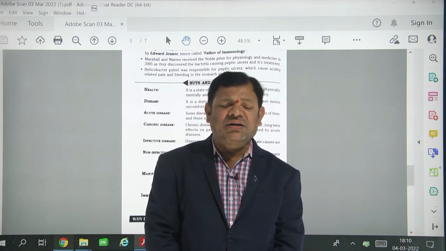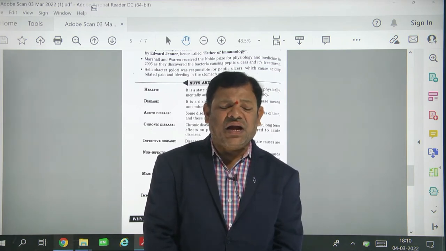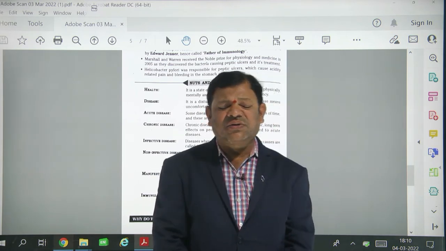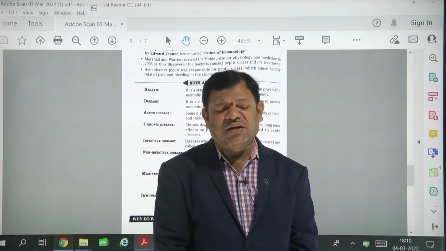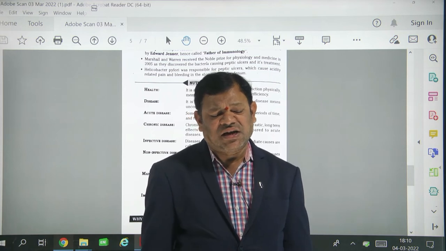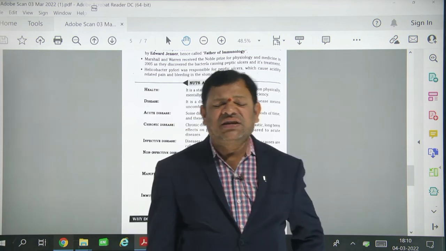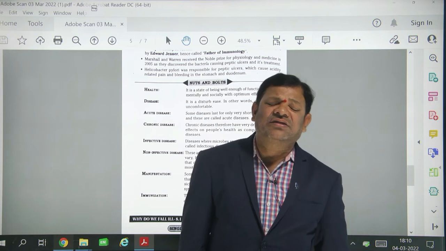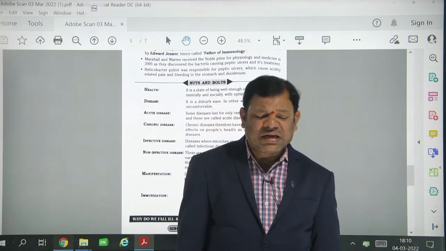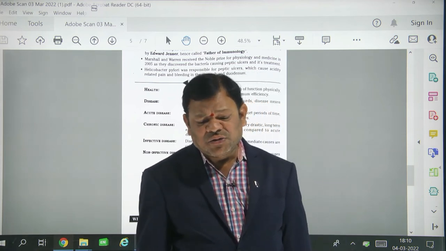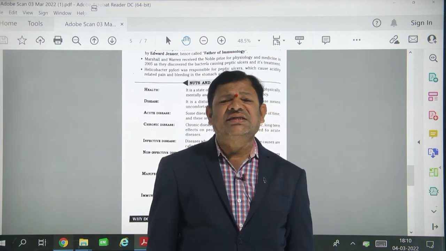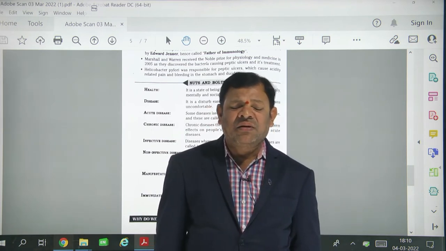These microorganisms cause diseases in plants, animals and human beings. Some microorganisms are useful to plants and animals, and some cause diseases to them. For example, what are the diseases caused by bacteria in human beings? Cholera, typhoid, diphtheria, pertussis, tetanus, leprosy. These are the diseases caused by bacteria.